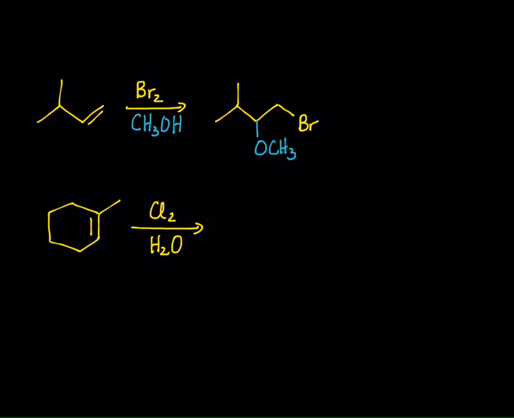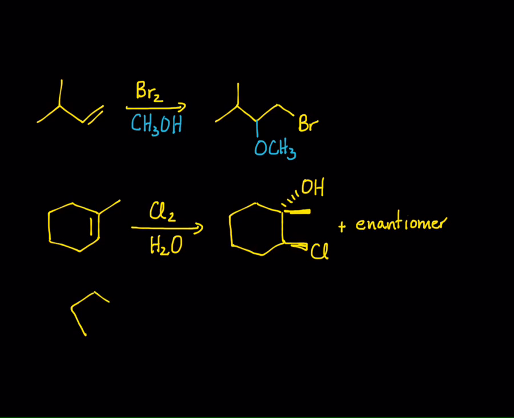In terms of regiochemistry, the water always attacks the more substituted carbon, and therefore my product would look like this. So OH and Cl are anti to one another. OH is a dash, Cl is a wedge, and the OH is added to the carbon that is more substituted. Now notice I could have reversed this and said that OH is a wedge and Cl is a dash, and so obviously I can also get the enantiomer of this product as well, right?